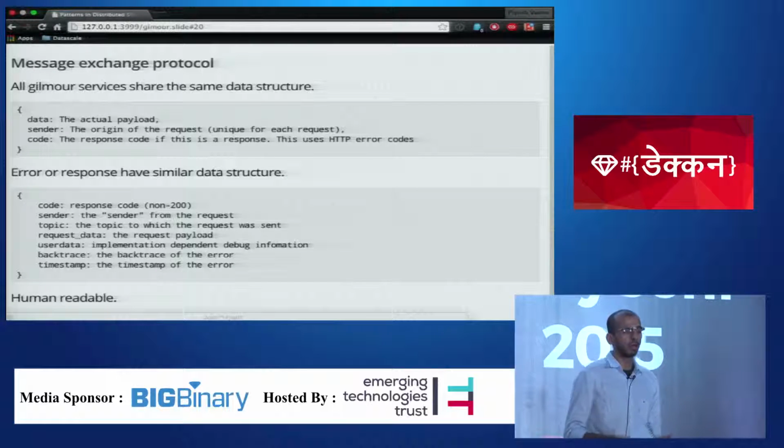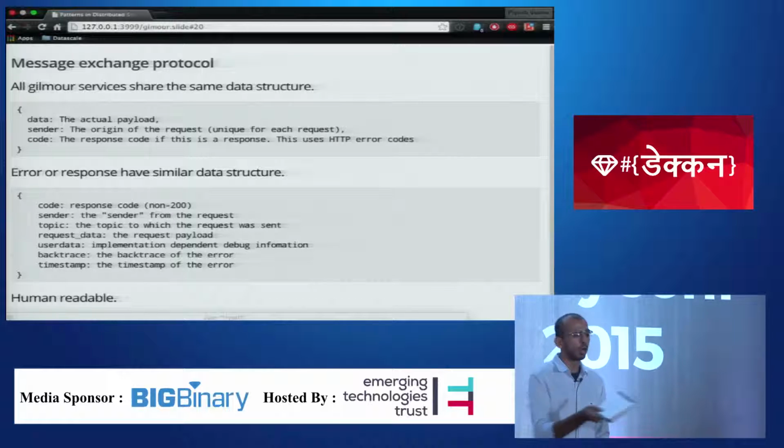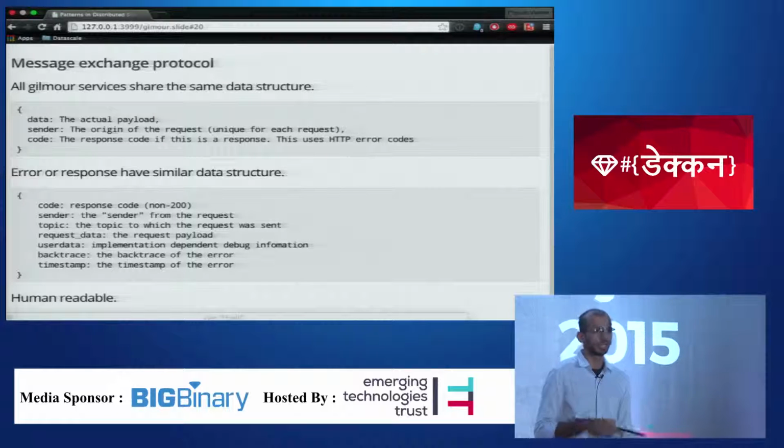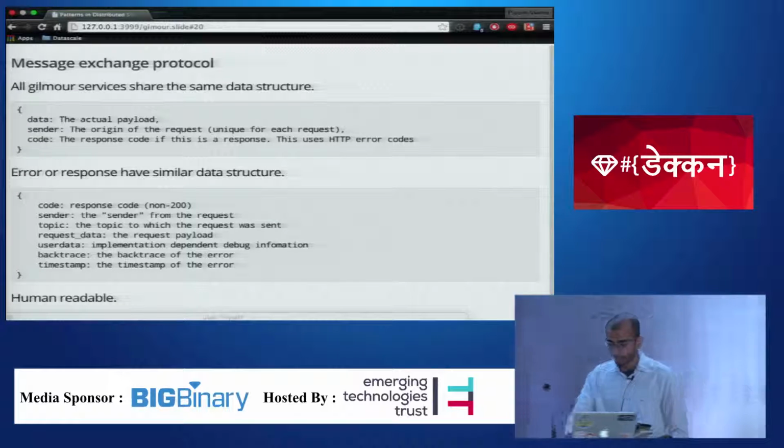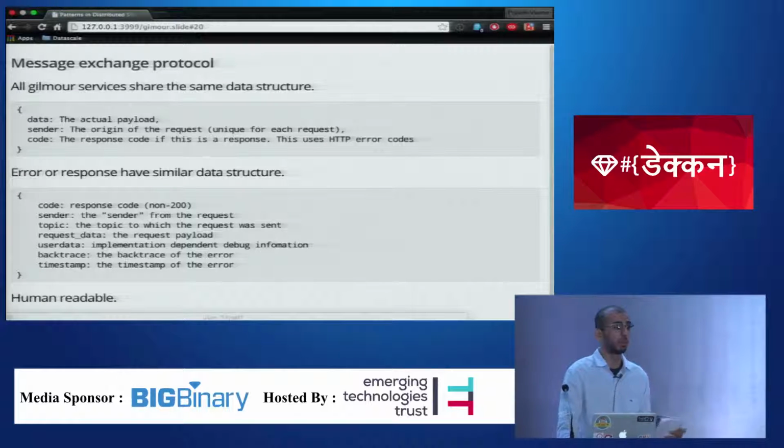The errors also follow a homogeneous pattern. All errors come in this format. All errors are supposed to have the same sender ID that you can associate in the logs as well. And it's human readable because I'm assuming that humans are going to debug it at the end of it.